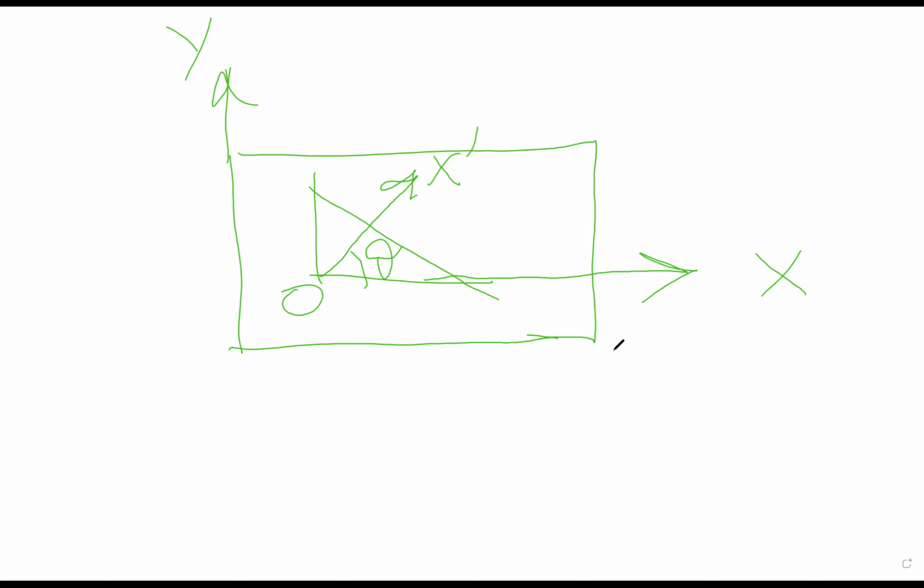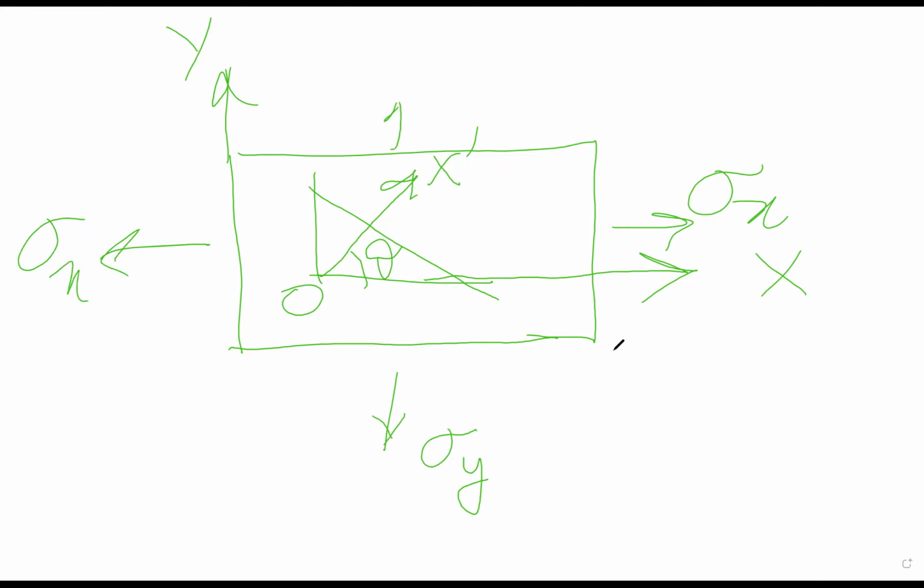See, in this direction we have the stress sigma x, and in this direction we have sigma y. This is sigma x. This is also sigma x. This is also sigma y. In this direction we have sigma y. Again, we have the shear stresses, that is tau yx or xy, whatever it may be.